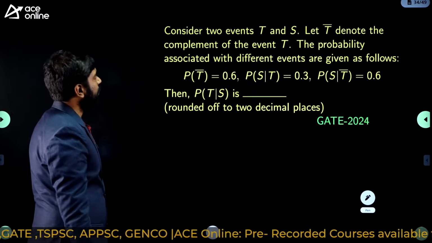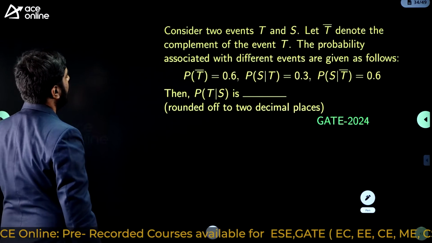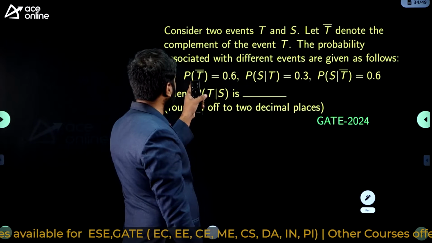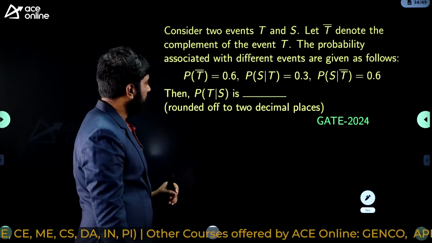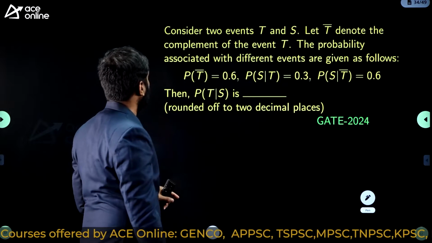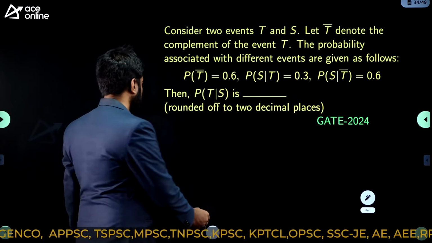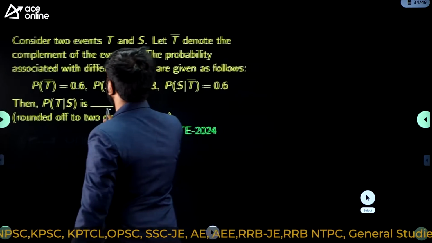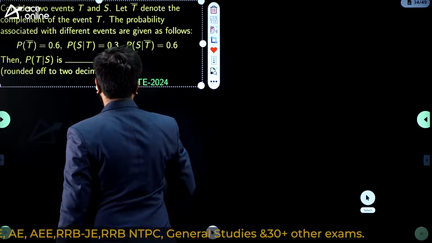He says, consider 2 events t and s. Let t bar denote the complement of the event t. The probabilities associated with different events are given as follows. The probability of t complement is 0.6. The probability of s given t is 0.3. The probability of s given t complement is 0.6. Then what's the value of the probability of t given s? Again, this pattern has appeared many times in the examination. If you would have watched our videos, you could have easily solved it.